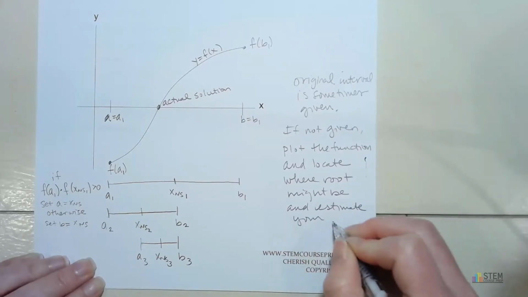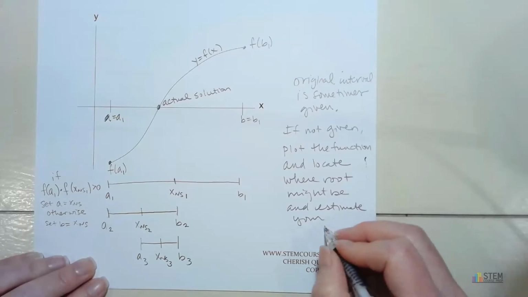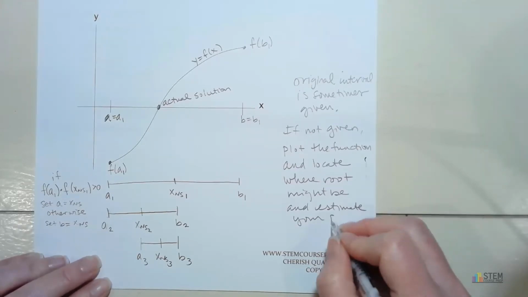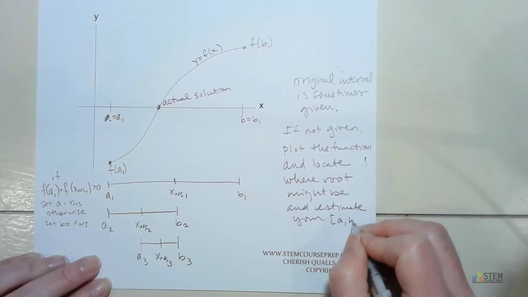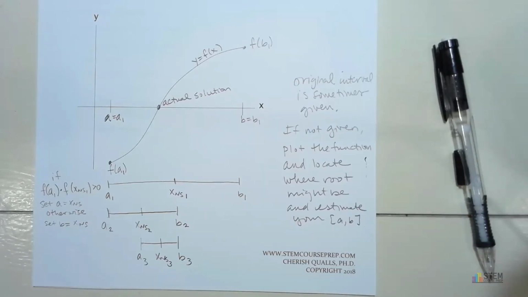Now, if you're doing this in a numerical analysis class, like I said, usually the interval's given, because they want everybody to use the same interval. It's easier for grading that way. Otherwise, everybody gets something different. But that's basically the method right there.